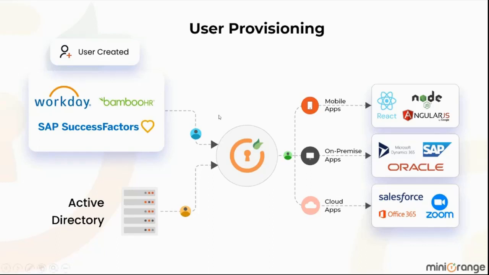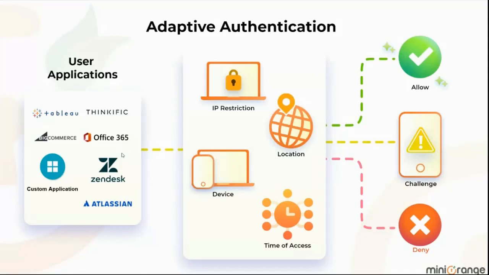In user provisioning, our miniOrange broker syncs with your HRMS and CRM systems or Active Directory, and based on the role and policy defined, on the fly it gives access to specific applications, and on the fly deprovisions it. It's a completely on-the-fly mechanism which automatically provisions as well as deprovisions. This is also user lifecycle management.